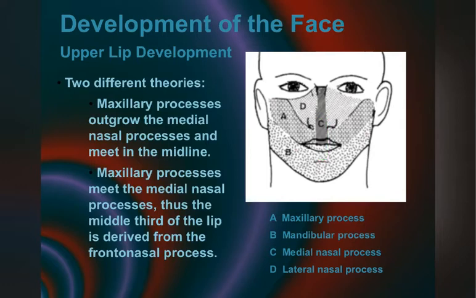The remainder of the upper lip is derived from the maxillary process. This is from the right side, the right maxillary process, and this is from the left maxillary process. So the upper lip is derived from medial nasal process plus maxillary process.